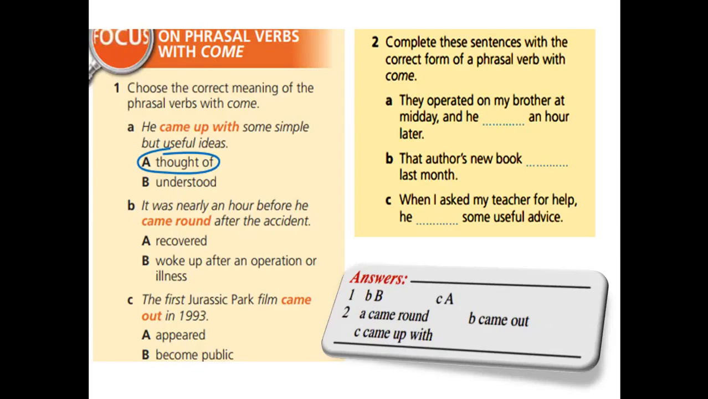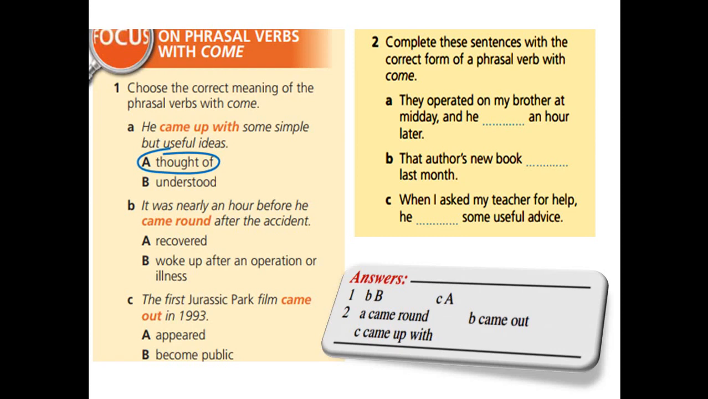Okay, now we come to this part. Choose the correct meaning of the phrasal verbs with come. We have: he came up with some simple but useful ideas. Here, come up with an idea, this means thought of an idea.